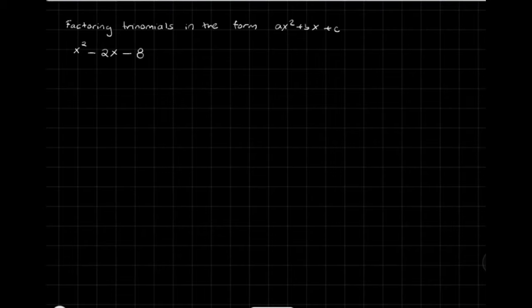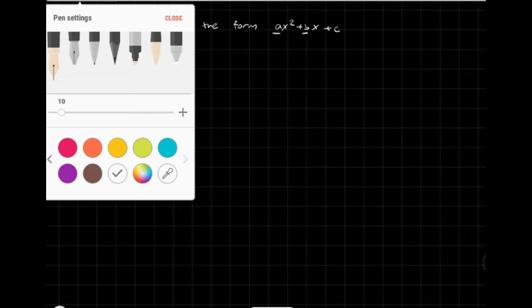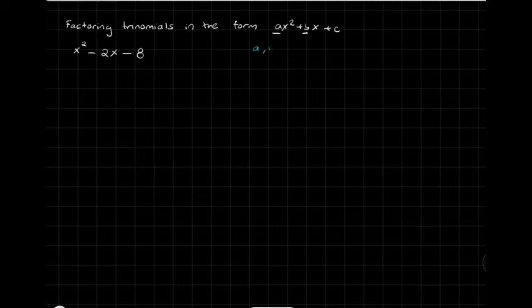Alright, let's factor trinomials in the form ax squared plus bx plus c. So here is the trinomial x squared minus 2x minus 8. The first thing you want to do here is write down your coefficients, which are a and b. Let's use a different color for this, just to indicate this. So a and b are your coefficients, right? And the c term is your constant.